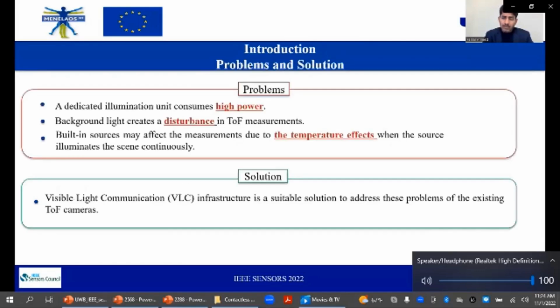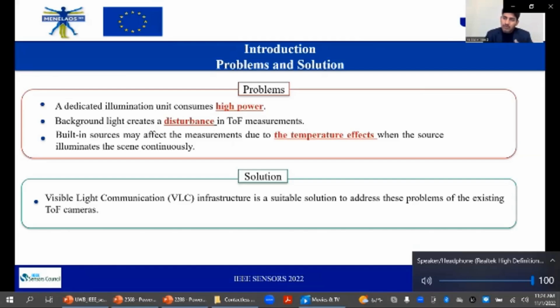So what are the problems faced by the existing ToF cameras? One of them is high power consumption, because a dedicated illumination unit consumes high power. Another is disturbance in the ToF measurements because of the background light and the temperature effects when the ToF module is continuously in use. So in this case, the visible light infrastructure is a suitable solution to address these problems which are faced by the existing ToF cameras.